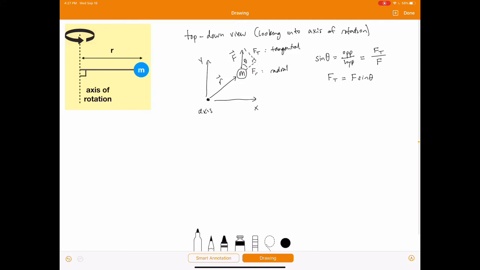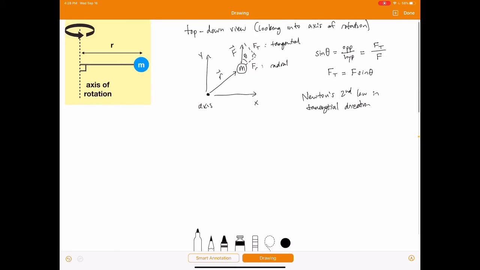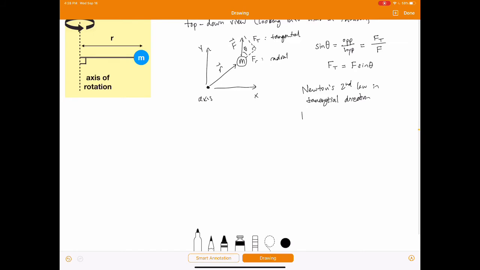So here's what we can do next. We can apply Newton's second law, just the normal F equals ma version of Newton's second law, in the tangential direction. Remember, we're always free to break Newton's second law into components and just look at a certain direction. So we're going to do this for the tangential direction. What's the force in the tangential direction? That's what we call FT. That should be equal to ma, but in particular, we're talking about the acceleration in the tangential direction.